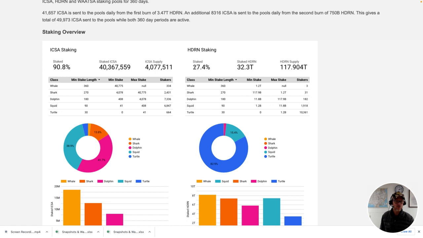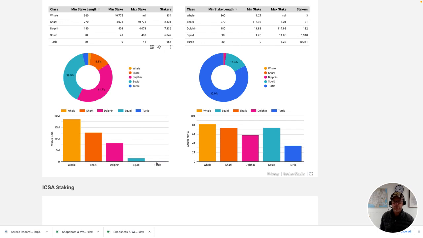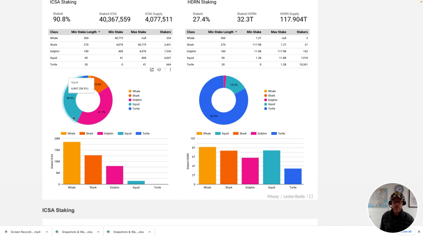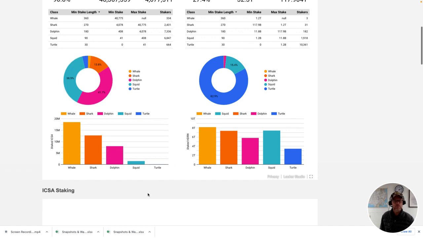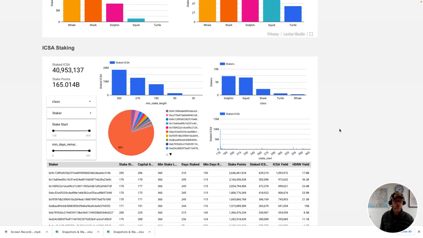27% of HEDRON is staked. Yeah, the supply is 118 trillion. What do we have down here? I think it's all this data up here, like the pie charts in a graph instead. ICOSA staking. These are pulling out nice and fast.